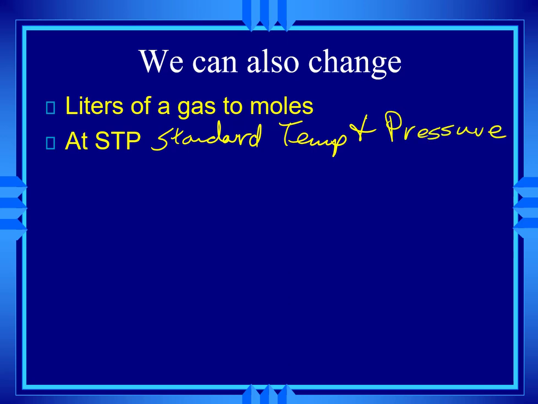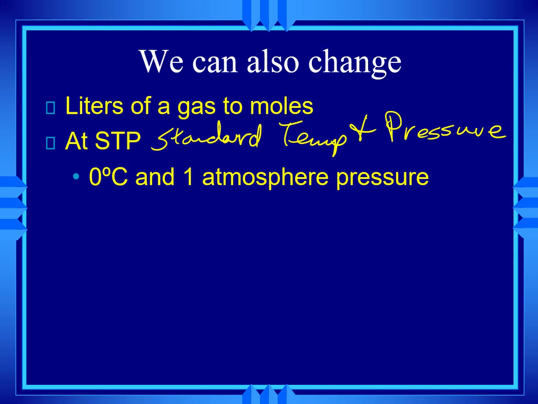So they had to pick one temperature and one pressure, because if I heat a gas, it gets bigger. If I squeeze a gas, it gets smaller. Right? So I want to compare all my gases at the same temperature and pressure. Okay? So the things they picked were easy to recreate. So they picked 0 degrees Celsius and 1 atmosphere pressure.